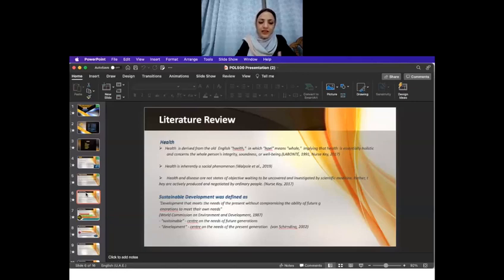And finally, health and disease are not a state or object waiting to be uncovered and investigated. It is rather actively produced by and negotiated by ordinary people.